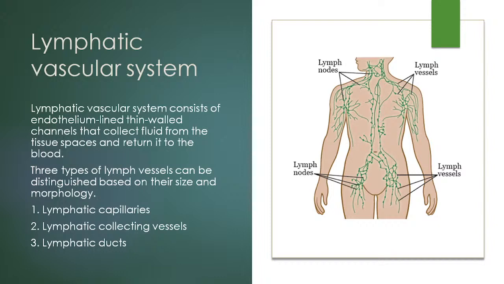The basal lamina is absent, and the endothelial cells do not form tight junctions, which facilitates the entry of liquids into the lymph capillary.